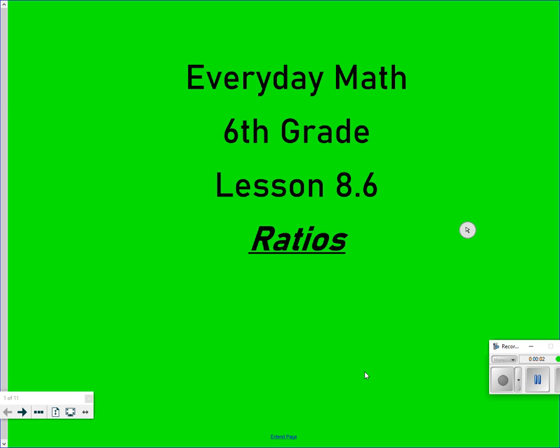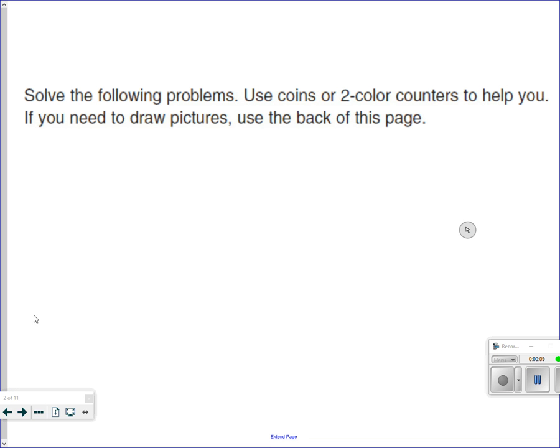Hello, sixth graders. Today we're working with ratios, and we're going to be doing as much cross multiplication as we possibly can. But let's take a look at some of these ratios here.